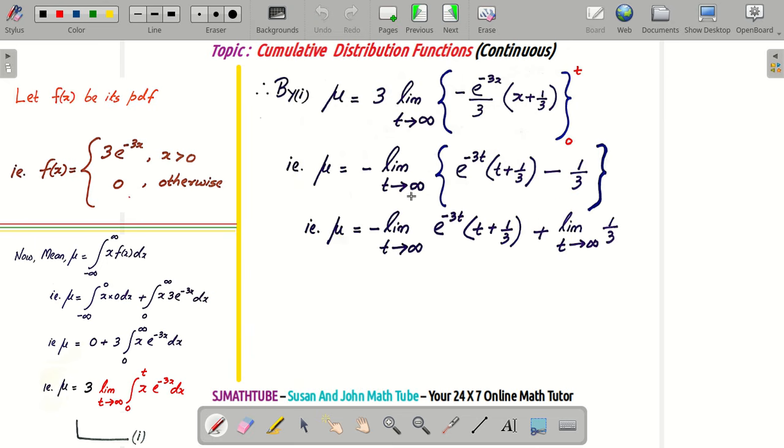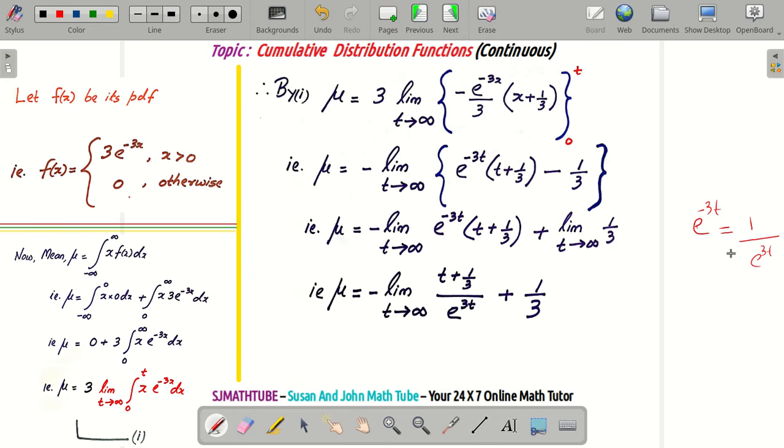And now we will distribute the limit, and yeah, I think you're okay with the steps, like e power minus 3t is equal to 1 by e power 3t. So we have infinity by infinity here, because when you put t equal to infinity you get infinity, and when you put e power infinity you get infinity.